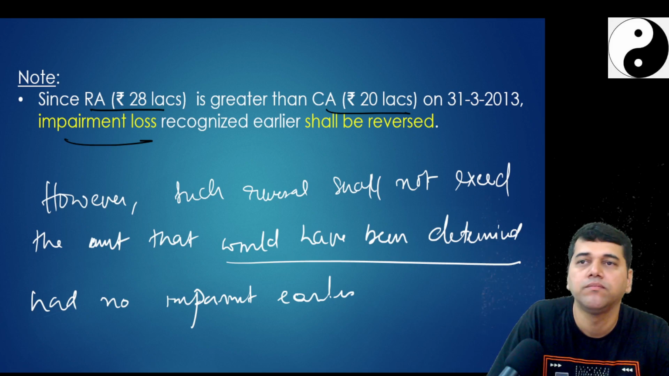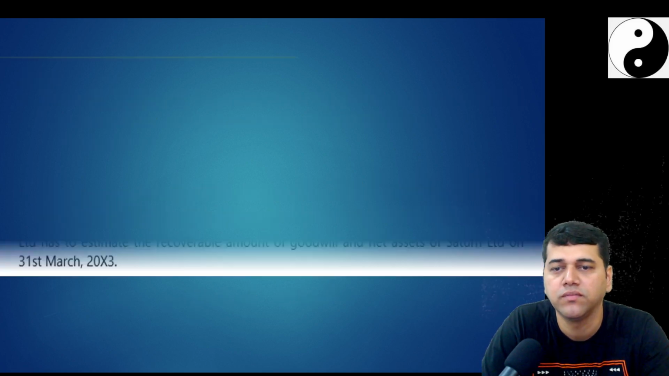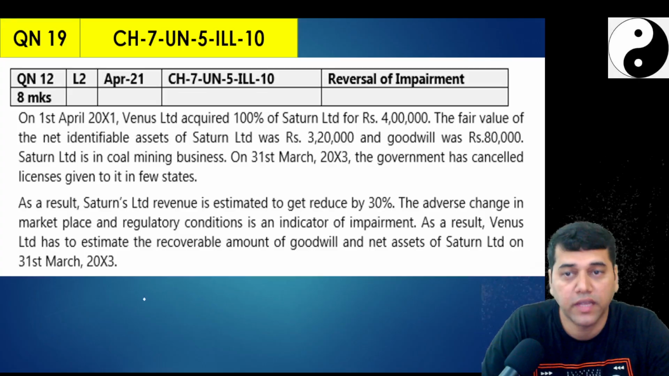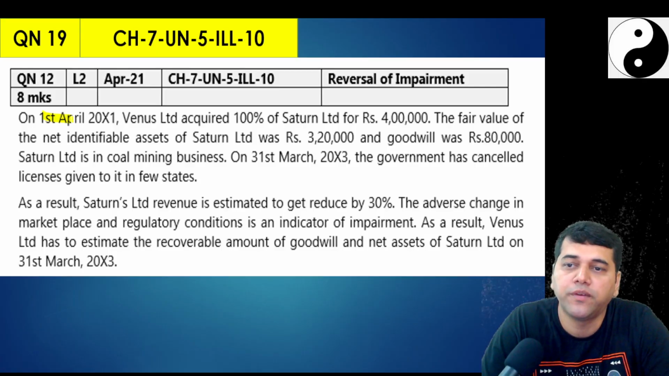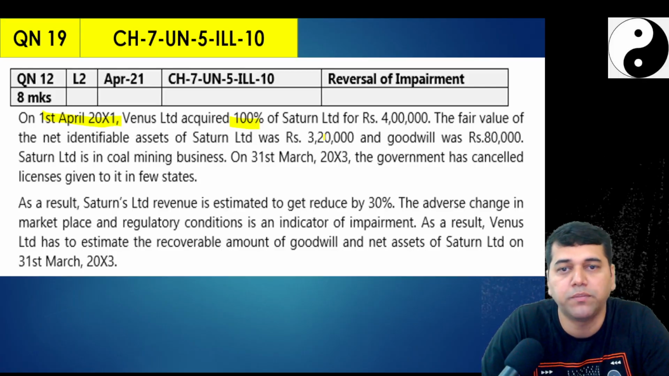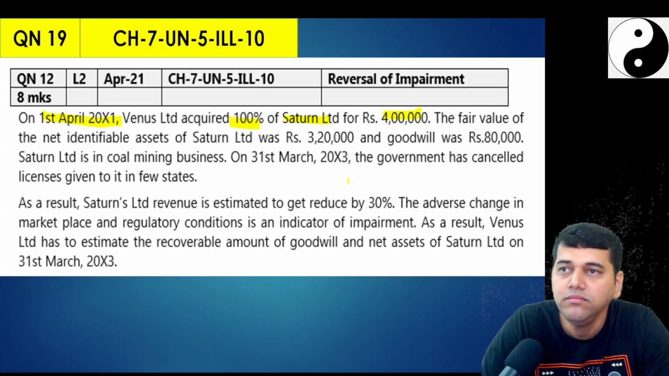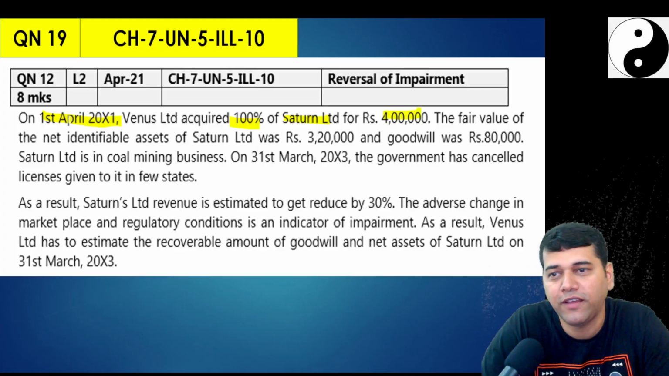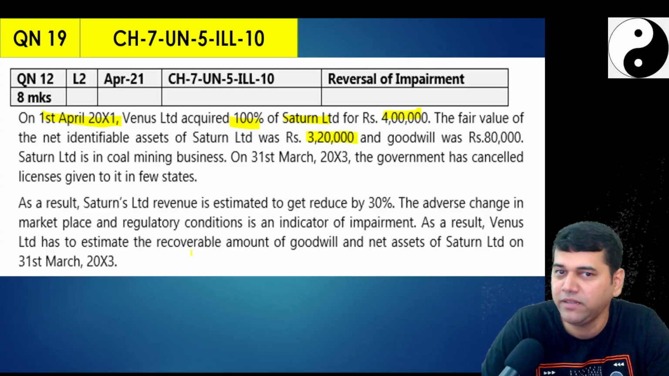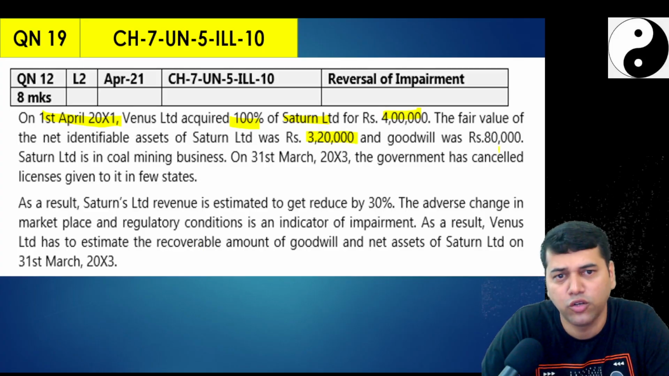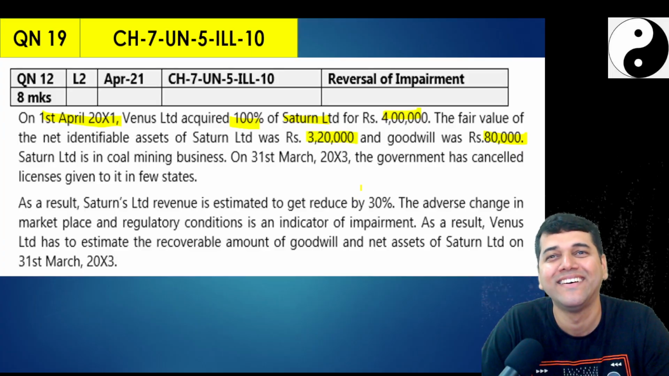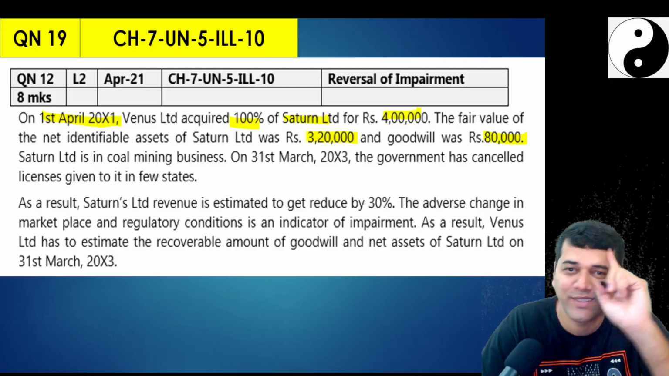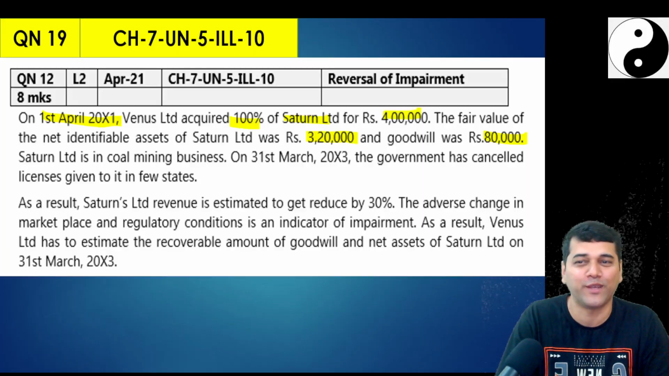Are you clear? Yes. So we'll proceed further. This is a nice question, an illustration question. On 1st of April 2011, Venus acquired 100% of Saturn for 4 lakh. The fair value of the identifiable assets is 3 lakh 20 and the goodwill is 80. Perfect. You feel that okay, this is an AS 103 question now.